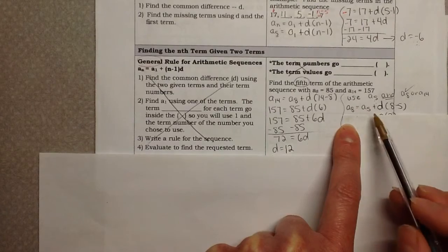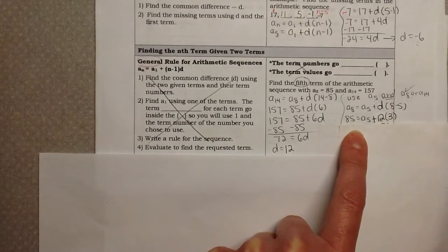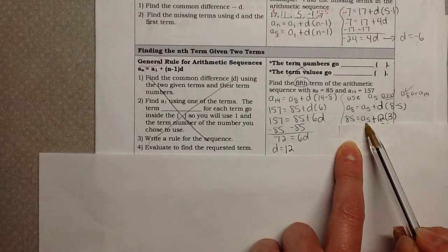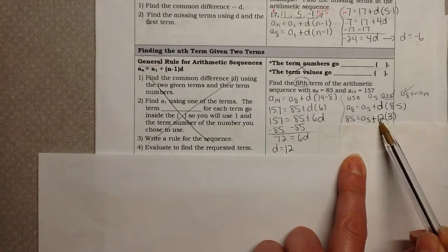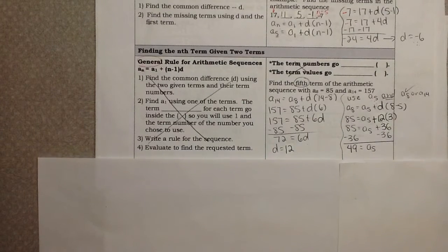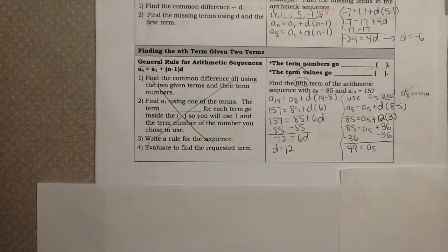Now I can fill in the value for a sub 8. That is 85. We're looking for a sub 5. We know our difference is 12, so that goes here, and 8 minus 5 is 3. So now when we solve, we can see that a sub 5 is 49.